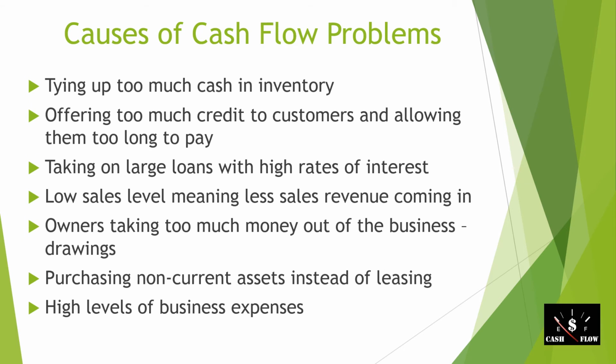So now we're going to look at reasons for poor cash flow, reasons why an organisation may have more money going out than coming in. You might be tying up too much cash in inventory, in stock, in the goods that you're going to resell. So you've maybe got too much of that and it's sitting in a store cupboard not doing anything. That's you wasting money. Offering too much credit to customers and allowing them too long to pay. What we were talking about there, selling goods but not getting the money for them for a long time.